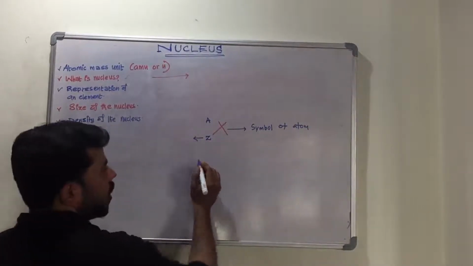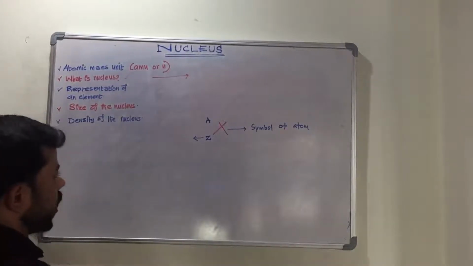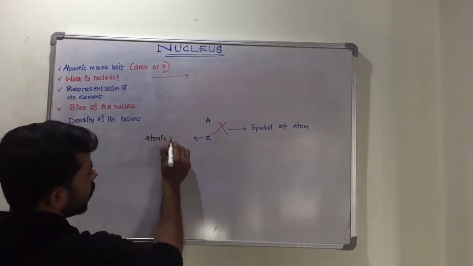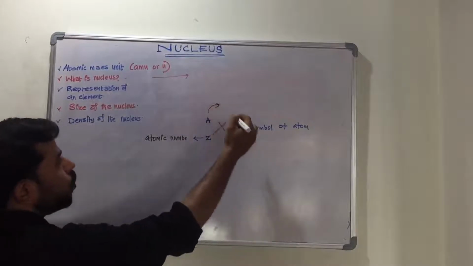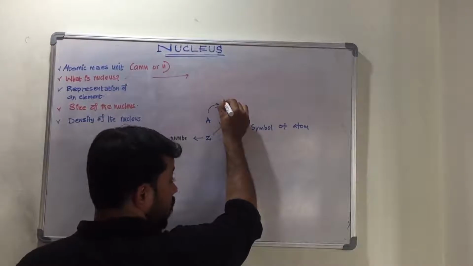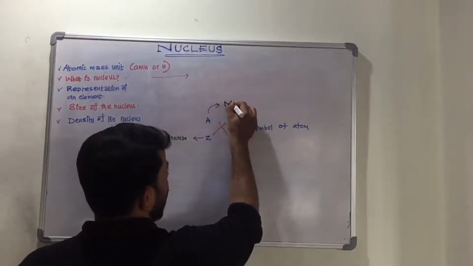Z is called the atomic number. And A is the number of nucleons. The number of nucleons means the number of protons plus the number of neutrons, which is called the mass number.